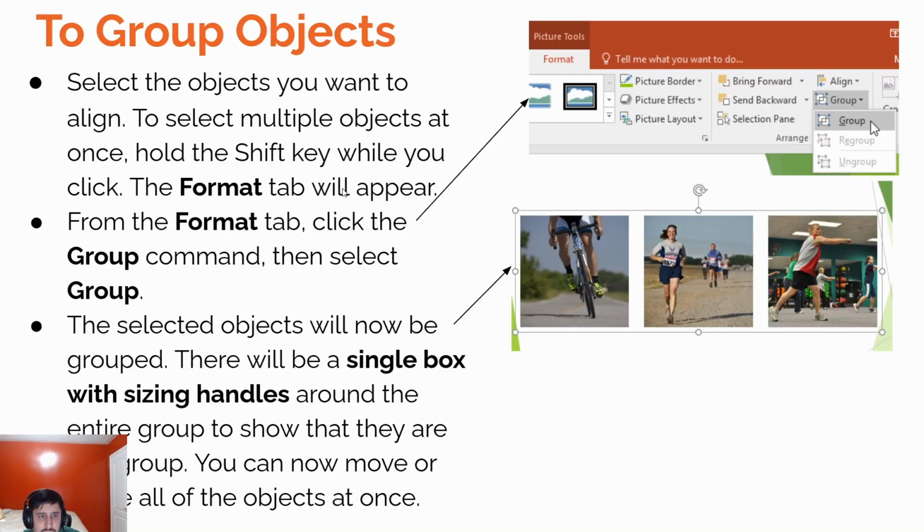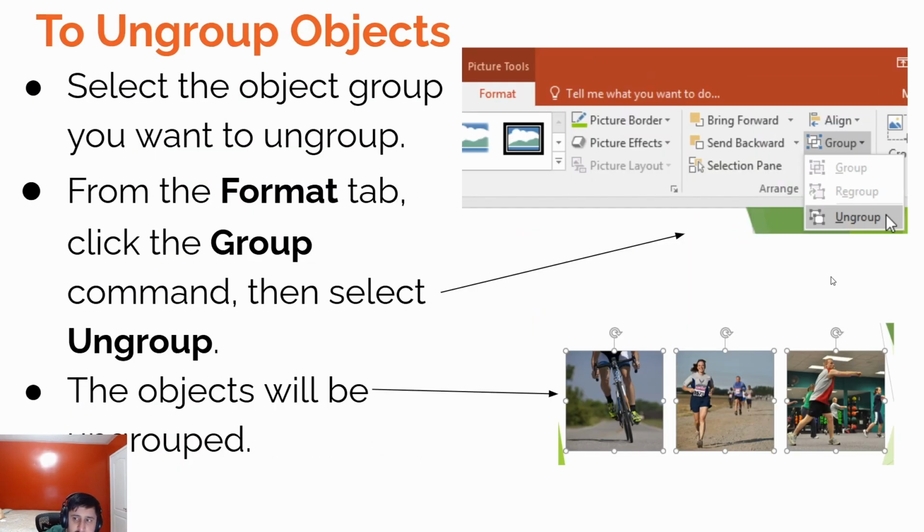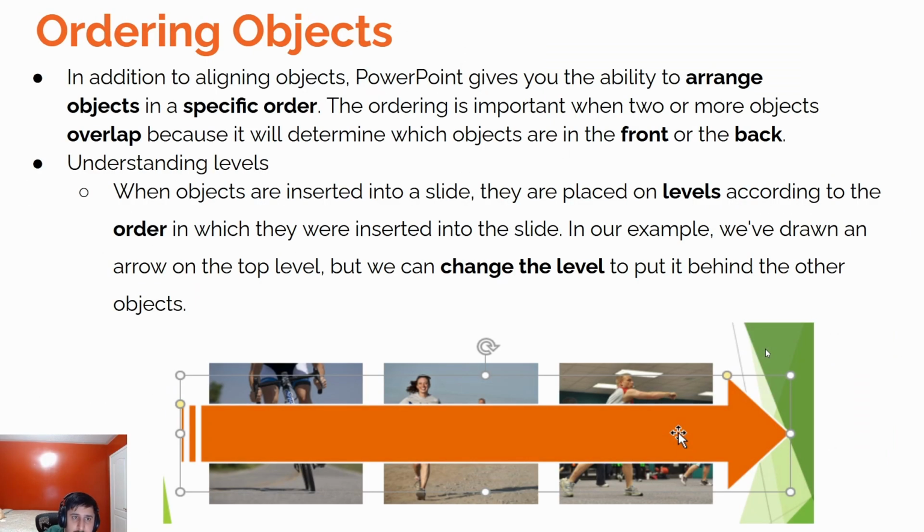To group objects, again, we hold the Shift key, select our options, and then click Group, right? And now it'll show as a collection of all the items with resizing bars there, right? And then to ungroup objects, again, we can click on our object and click Ungroup, and then what you see is they'll be ungrouped and individually manipulatable, right?